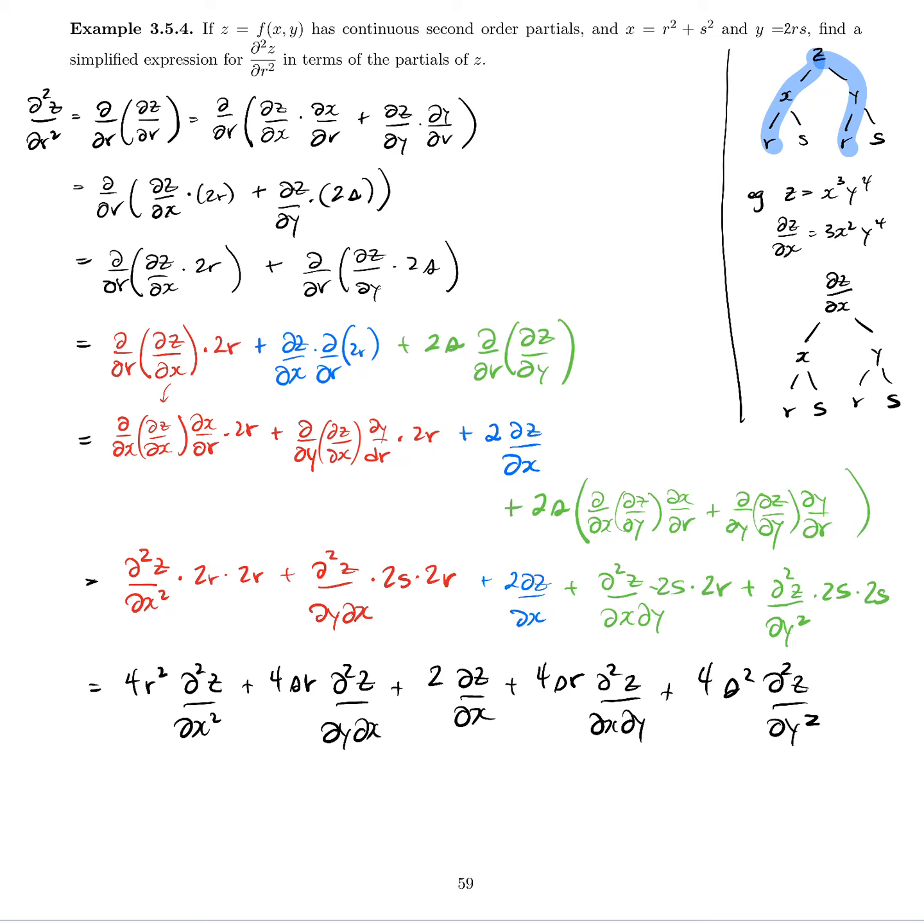And we would ordinarily be done, except we were asked to simplify as much as possible, and we were told that z has continuous second order partials. That gives us some information about these mixed partials. It tells us that they are equal. They are equal because of Clairaut's theorem.